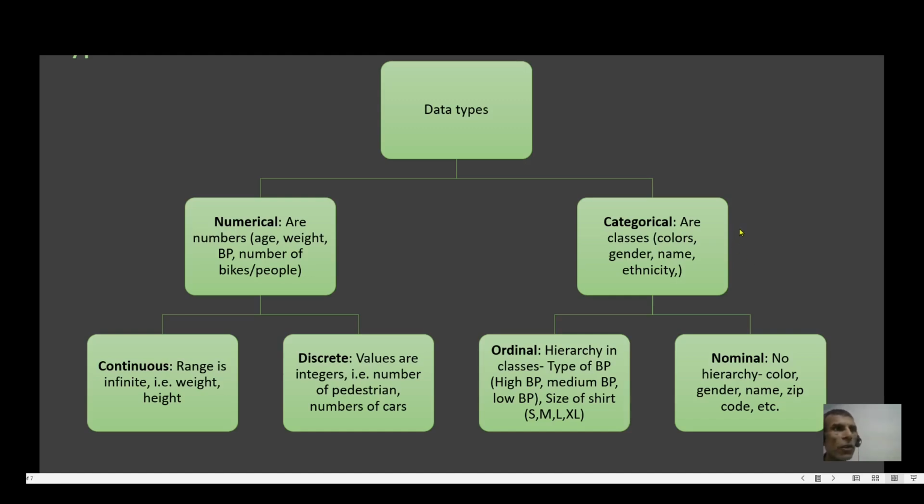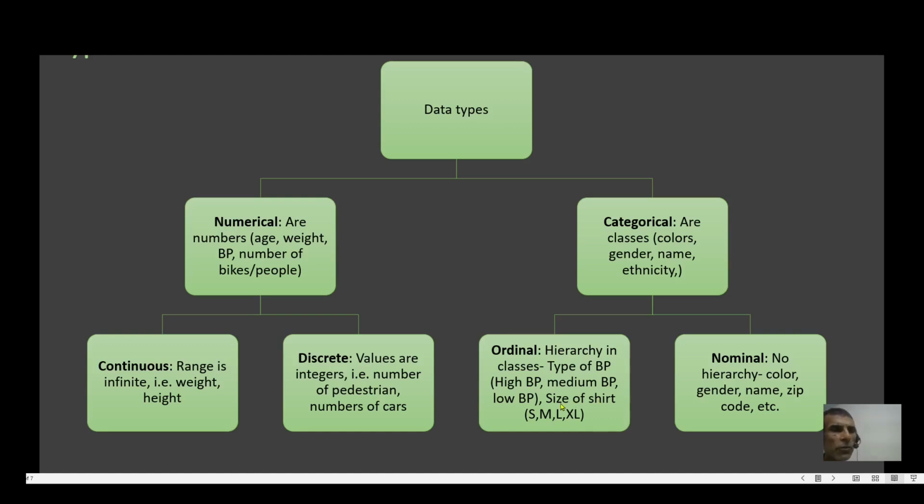Now, again, in categorical, there are two kinds: ordinal and nominal. Ordinal means something that you can put a hierarchy on, meaning you can say this is bigger than that or this is smaller than that. There is some level of hierarchy involved. For example, type of blood pressure. You can have three values: high blood pressure, medium blood pressure, low blood pressure. In this case, you can say that high blood pressure is greater than medium blood pressure, and medium blood pressure is greater than low blood pressure. So you see there is some type of hierarchical element here.